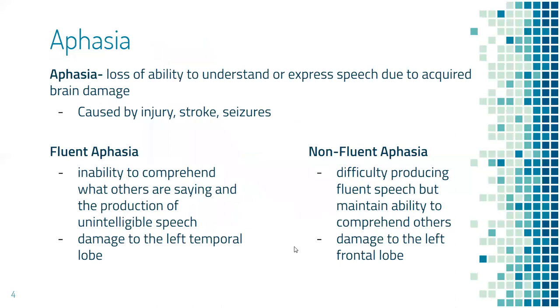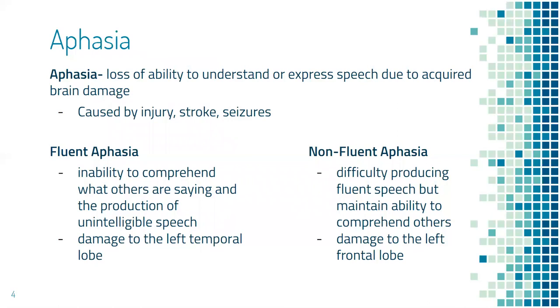Aphasia is defined as the loss of ability to understand or express speech due to acquired brain damage, usually in regions within the left hemisphere of the brain, and it can be caused by injury, strokes, or seizures. There are two main types of aphasia, fluent aphasia and non-fluent aphasia.